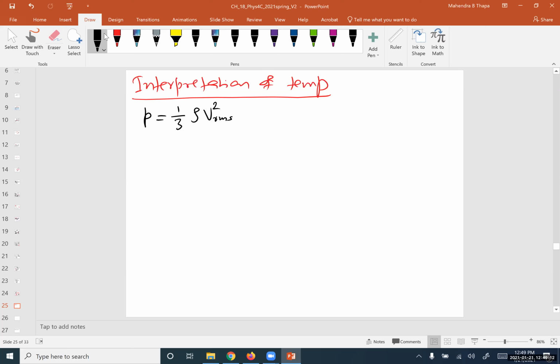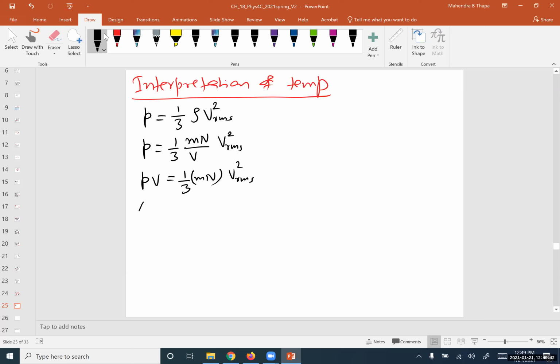Okay, I can go back and write P equals 1 over 3, this is as before, m times n times v RMS squared. But be careful about this v and p RMS squared, they are not the same thing. So I can write P times V equals 1 over 3 m times n v squared RMS. I'm just playing with equations.